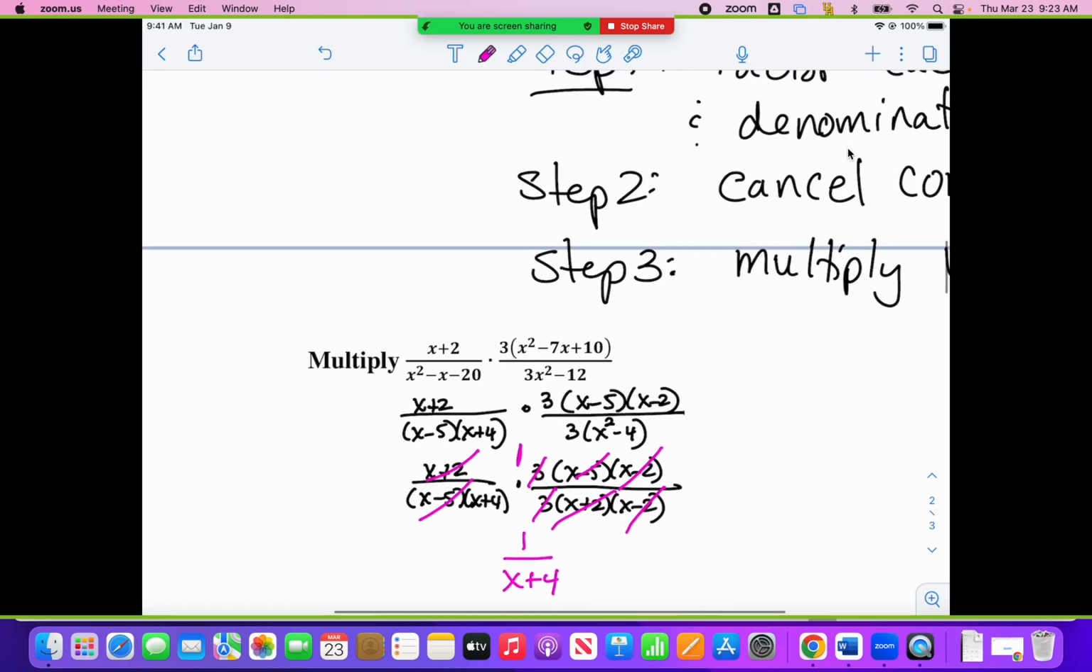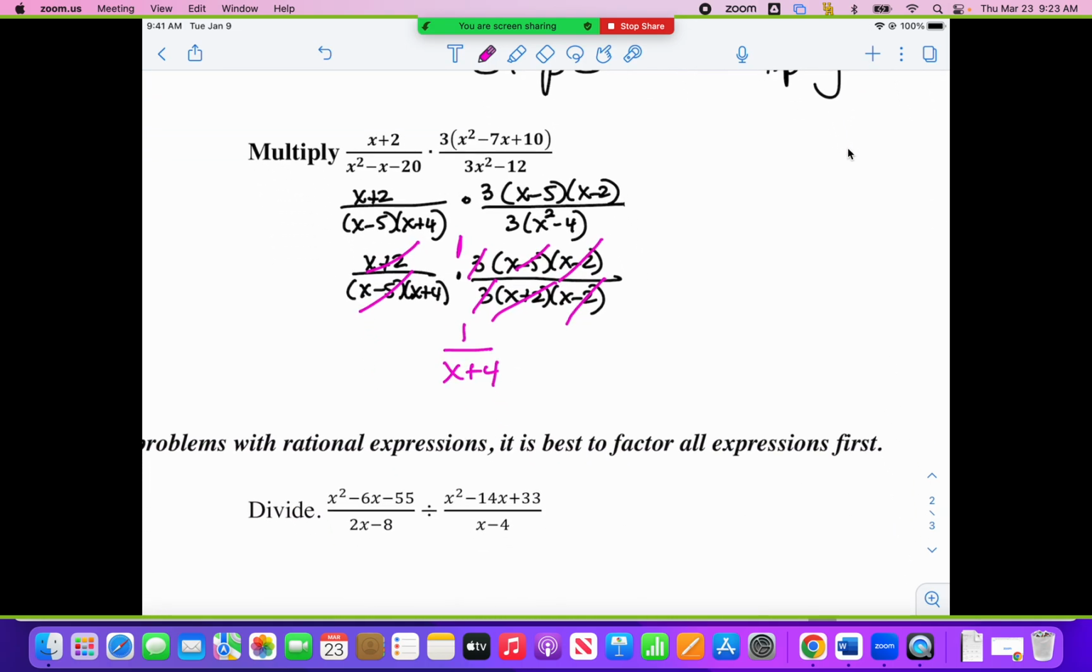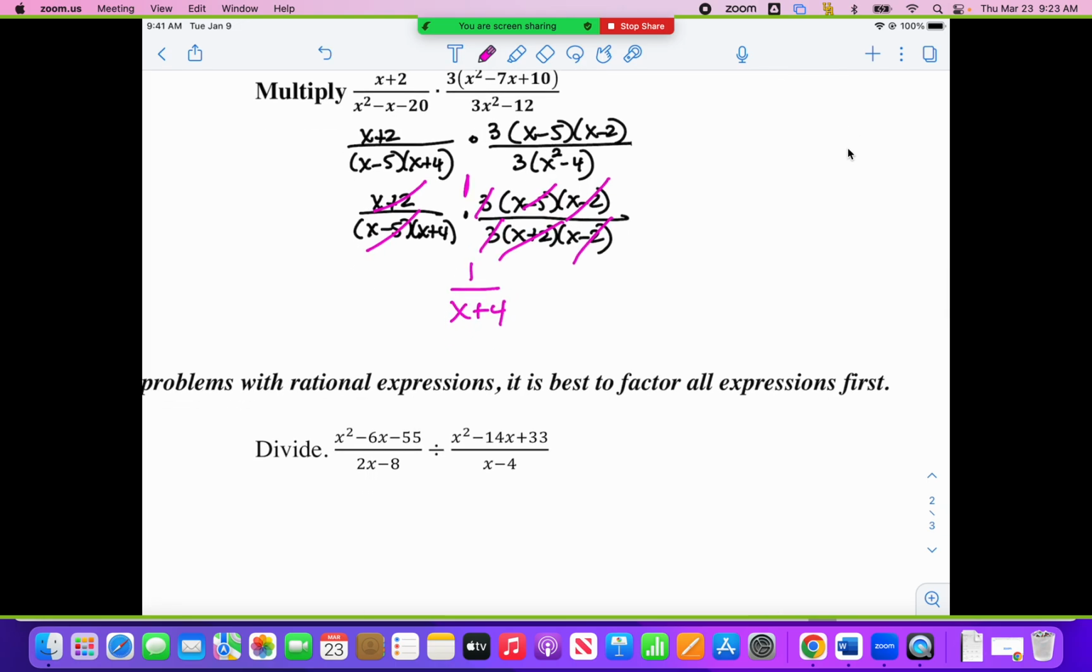This is what I was talking about, where you don't make the answer x plus 4. The x plus 4 is down in the bottom of the fraction. What's implied in the top is a 1, okay? All right, questions on that one?